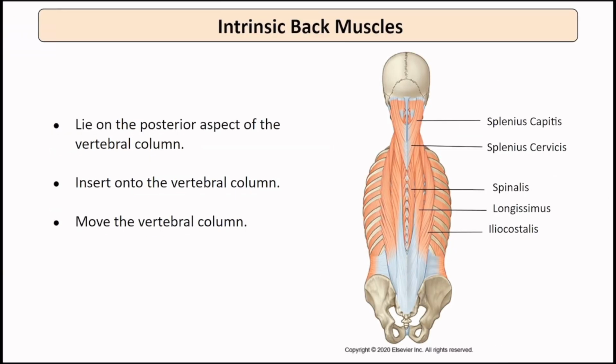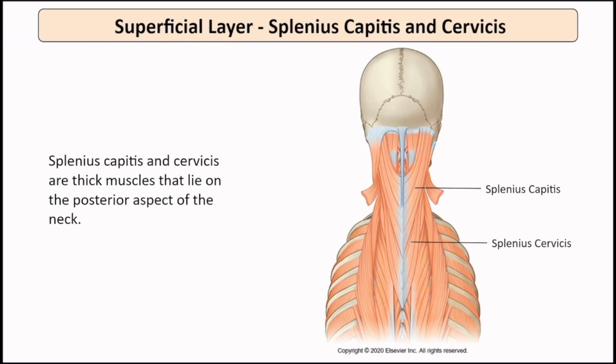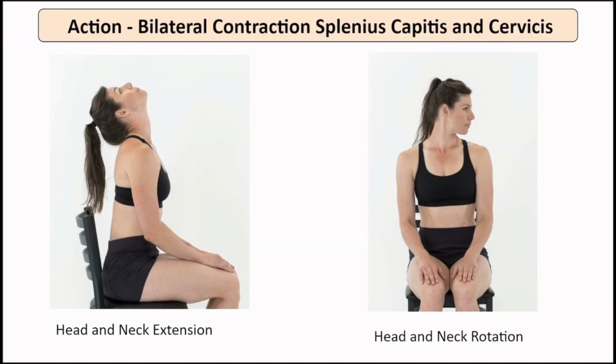The muscles of the vertebral column run up and down the posterior aspect of the vertebral column and are arranged into three layers. The superficial layer consists of the splenius cervicis and capitis muscles. The intermediate layer consists of the erector spinae muscles, while the deep group consists of the transversospinalis muscles. The superficial splenius muscles are thick muscles that lie on the posterior aspect of the neck, immediately below the trapezius muscle. These muscles help to extend or rotate the head and neck.